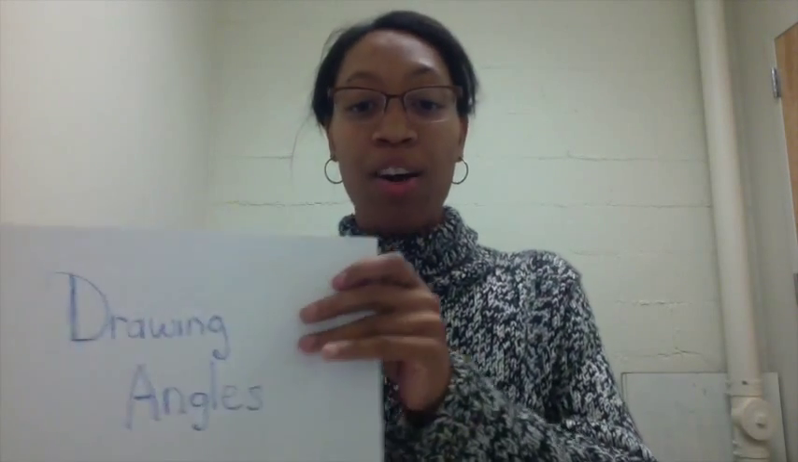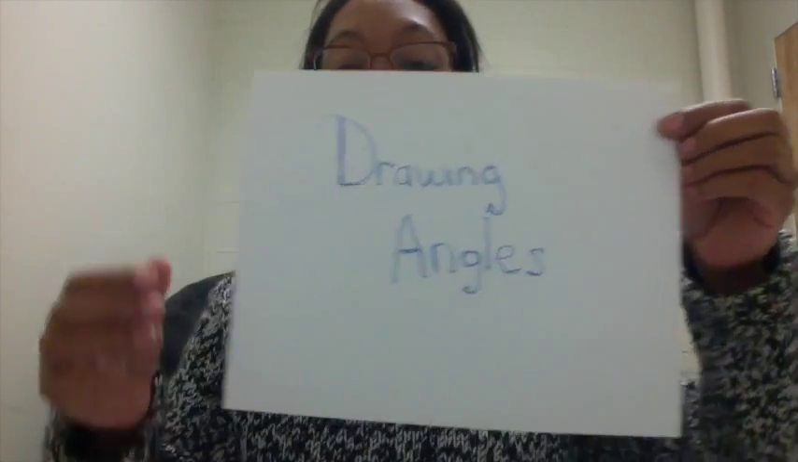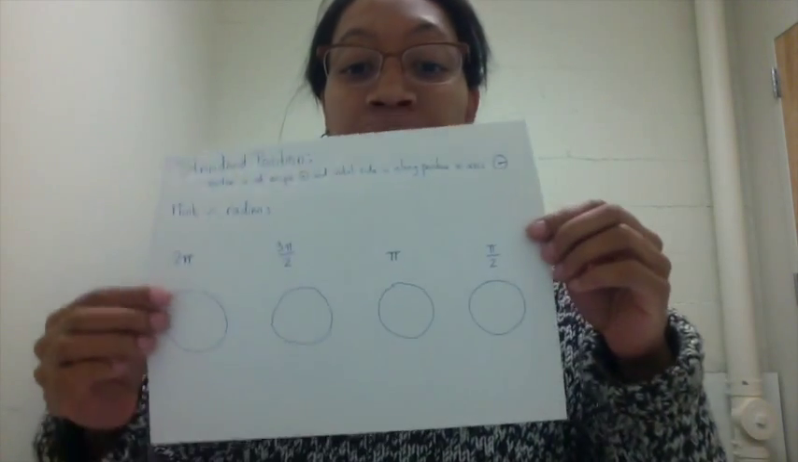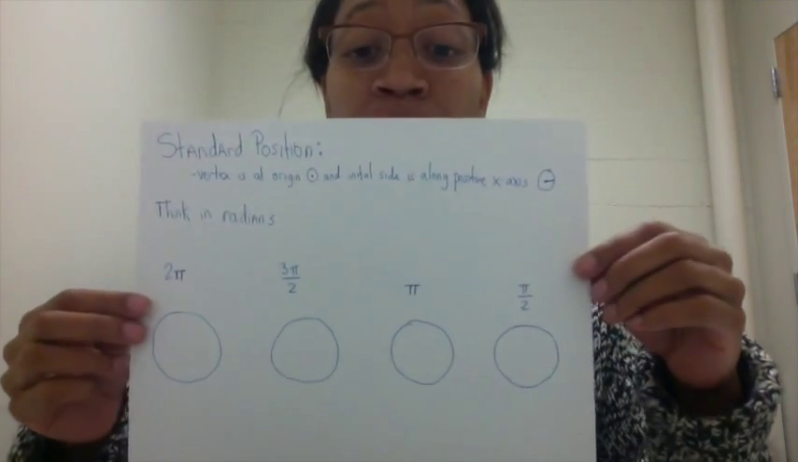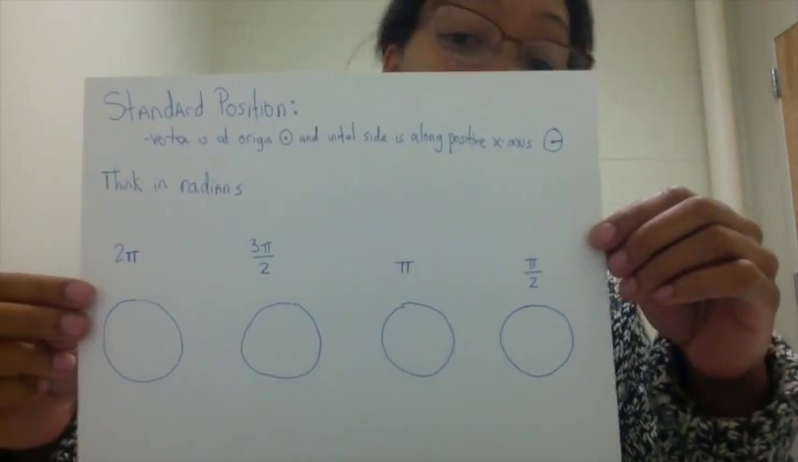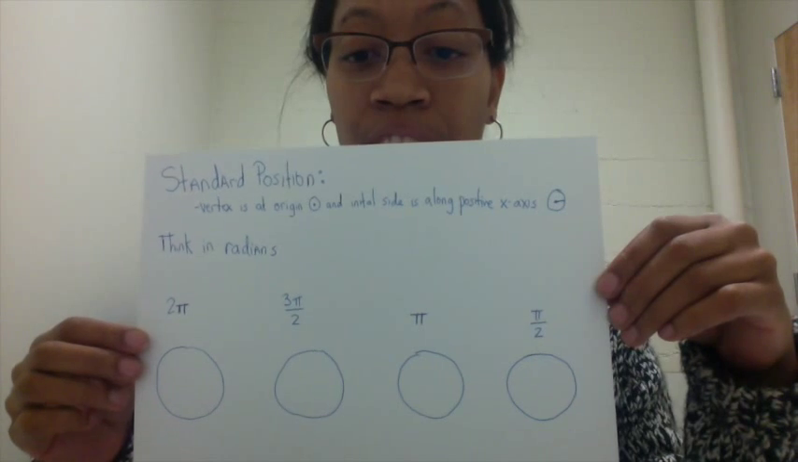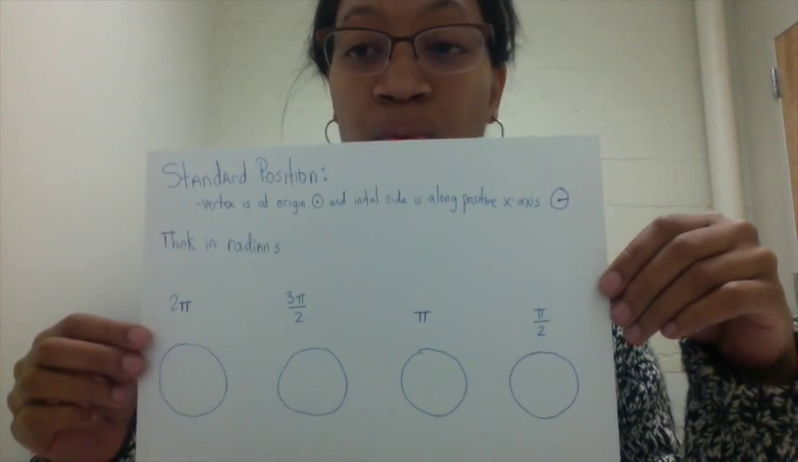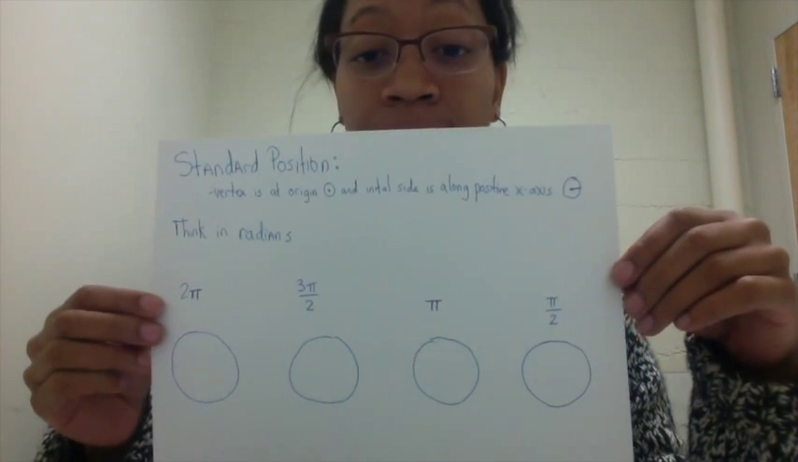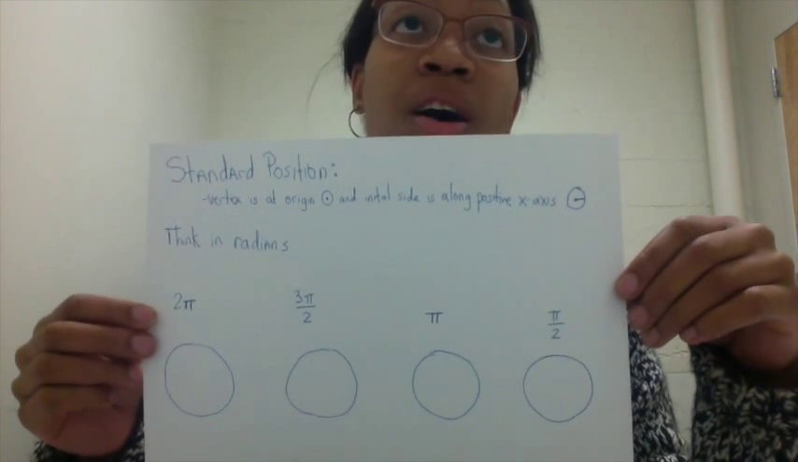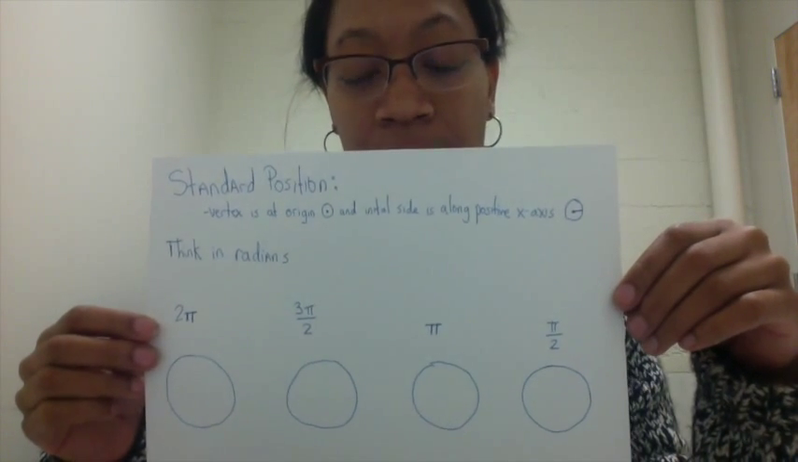Now let's talk about drawing angles. When we're drawing angles, we want to draw them in standard position. Standard position means that the vertex is right at the origin and that the terminal side is right along the positive x-axis. So I'd like you, as you're drawing these, to think in radians.